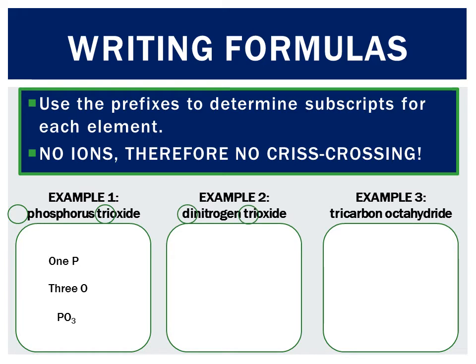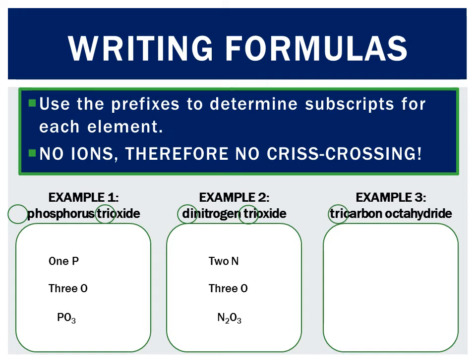Let's look at the next one. Dinitrogen trioxide. Di means 2, so 2 nitrogens. Tri means 3 oxygens. Put it together: N2O3. Notice I'm not swapping. The 2 stays with the N, the 3 stays with the O. The prefixes tell you how many of each element are present in the compound.